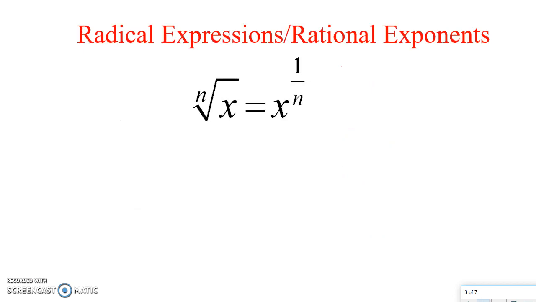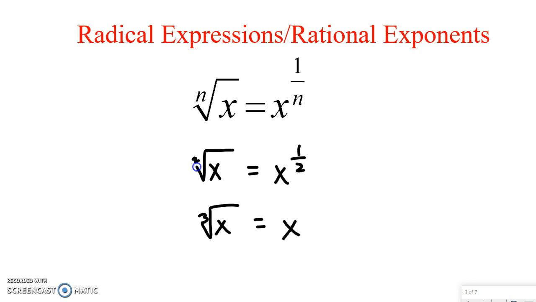Okay. So radical expressions, rational exponents. You can write your roots as exponents. They just get a 1 over. So if you have a square root of x, you can write that as x to the 1/2 because the root is 2. If it's the cube root of x, that's x to the 1/3, and so on and so on.